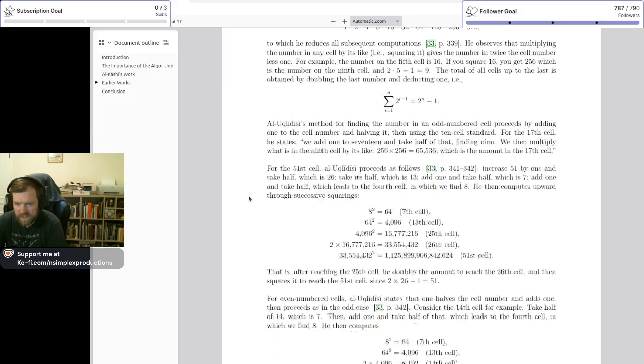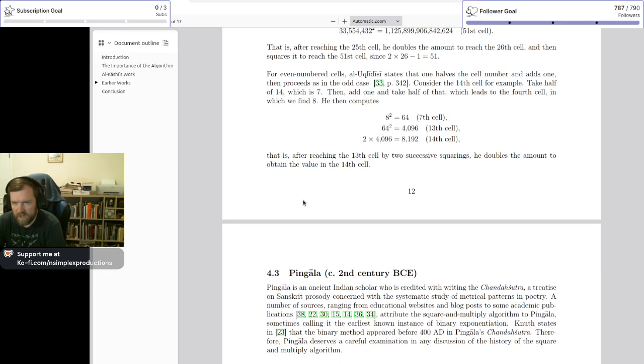For even-numbered cells, Al-Kashi states that one halves the cell number and adds 1. Sorry, that one, i.e. a person, halves the cell number and adds 1, then proceeds as in the odd case.